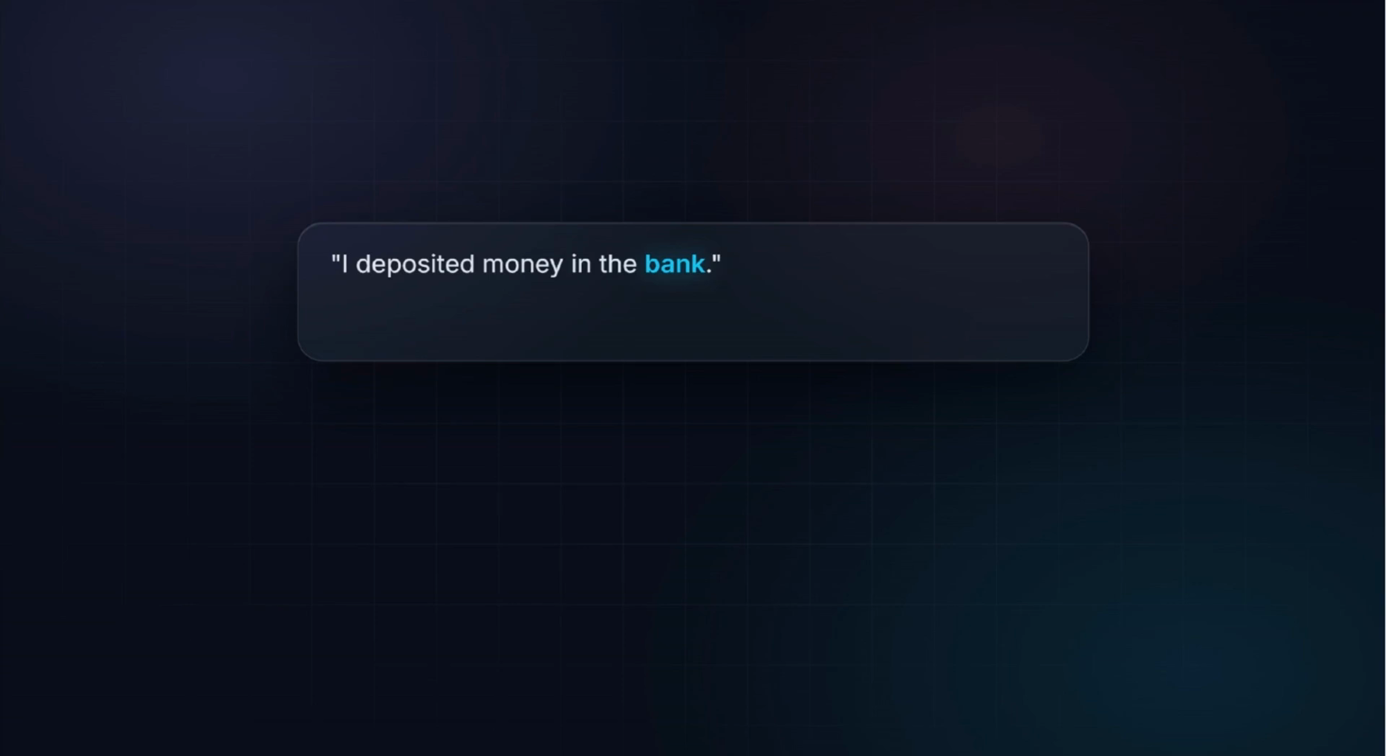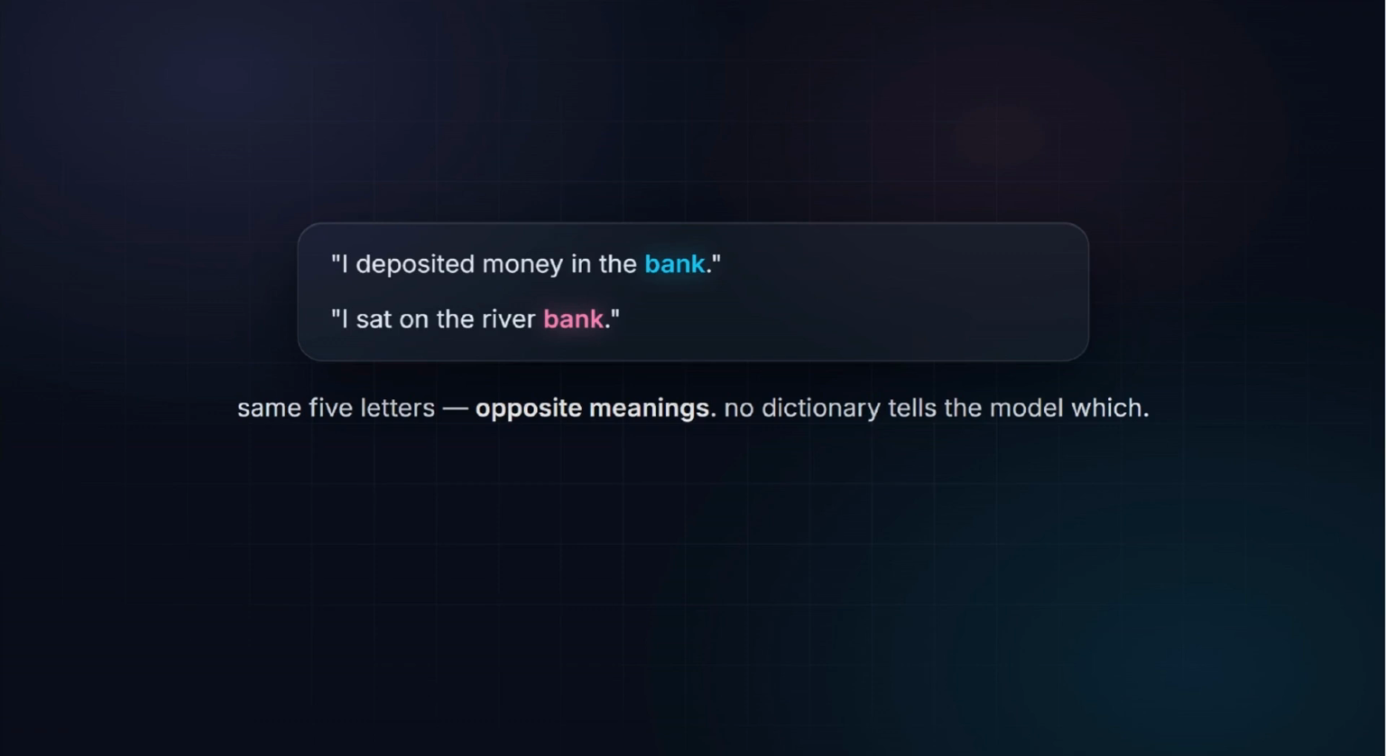I deposited money in the bank, a financial institution. I sat on the riverbank, the edge of a river. Same 5 letters, opposite meanings. No dictionary entry tells the model which one you mean. The word bank is identical in both. So how does it know?